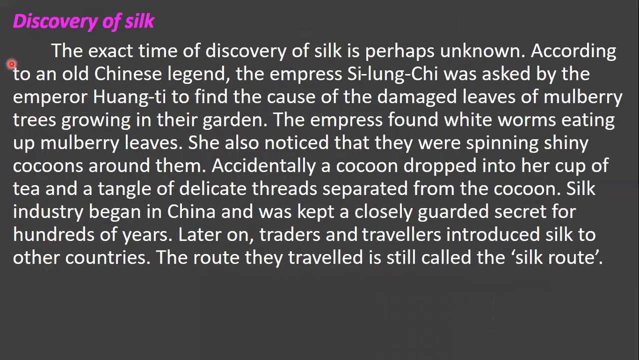Next, the discovery of silk has been given, children. The exact time of the discovery of silk is perhaps unknown. According to an old Chinese legend, the Empress Si Ling Chi was asked by the Emperor Huang Ti to find the cause of the damaged leaves of the mulberry trees growing in their garden. The Empress found white worms eating up the mulberry leaves, and she noticed that they were spinning shining cocoons around them. Accidentally, a cocoon dropped into her cup of tea, and a tangle of delicate thread separated from the cocoon.